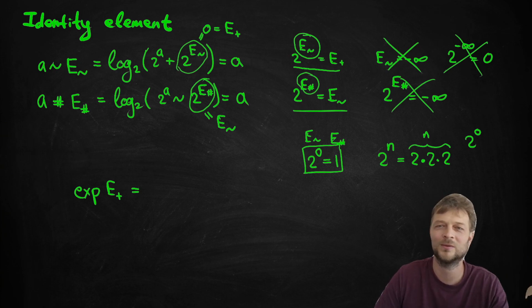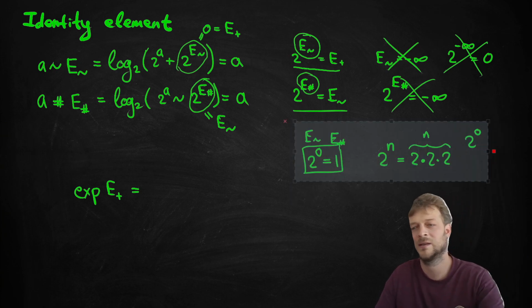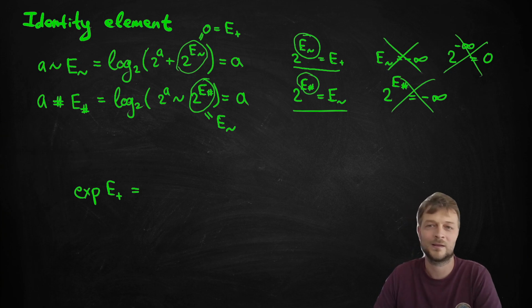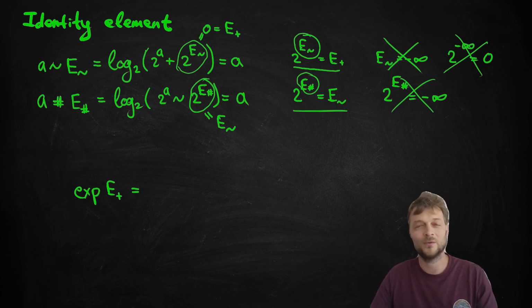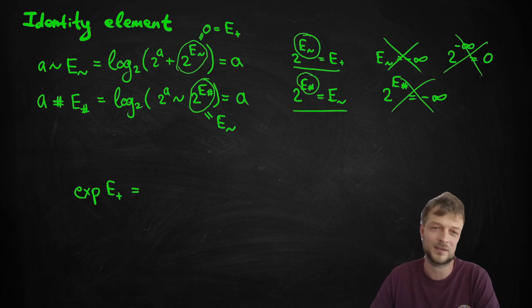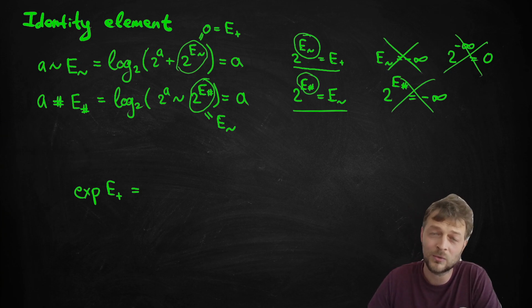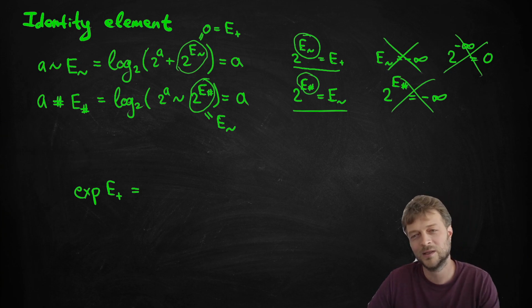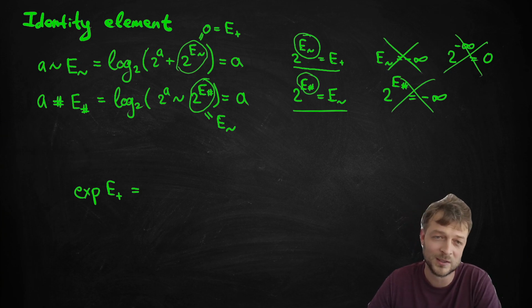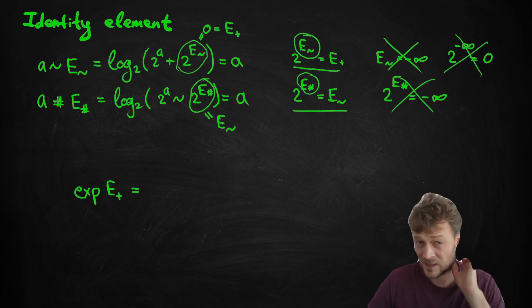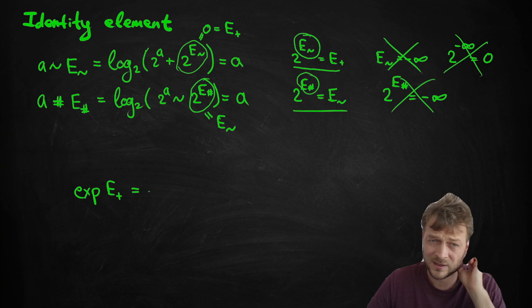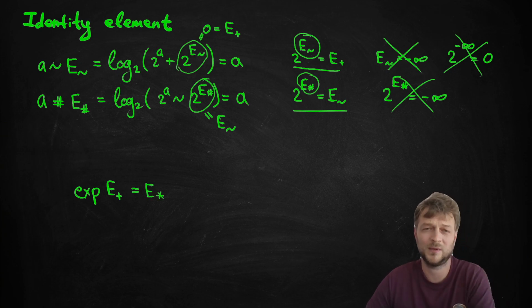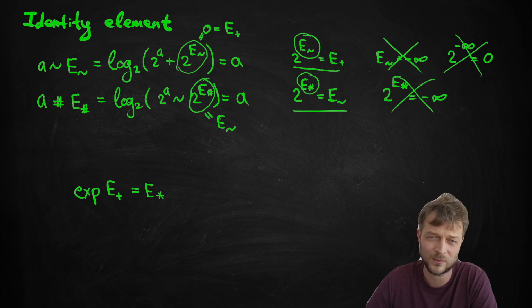So do not be scared of these arbitrary kinds of definitions. Let's just look at a ladder that we already used in classical mathematics: the exponent of E plus is E multiply, right? Because it's kind of 1 here.